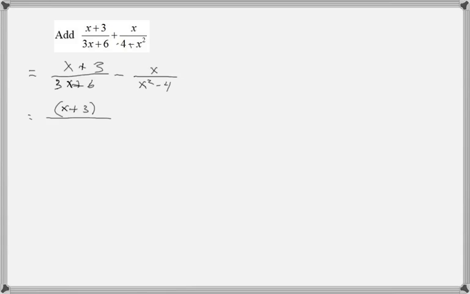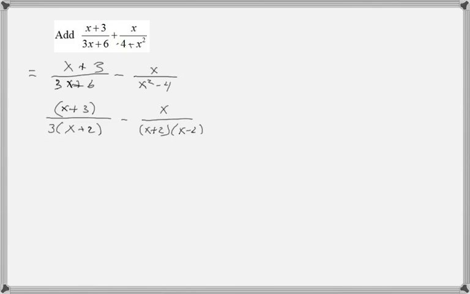3x plus 6 has a common factor of 3. When I factor that out, I'll get 3 times x plus 2. And in the right-hand fraction, x squared minus 4 is a difference of squares. That'll factor to x plus 2 times x minus 2.